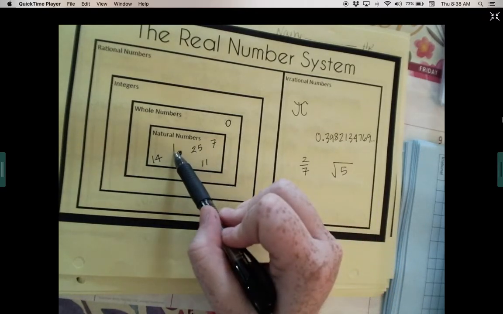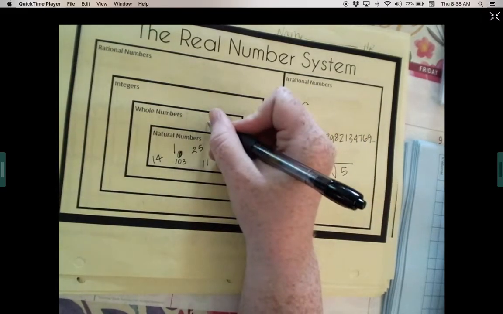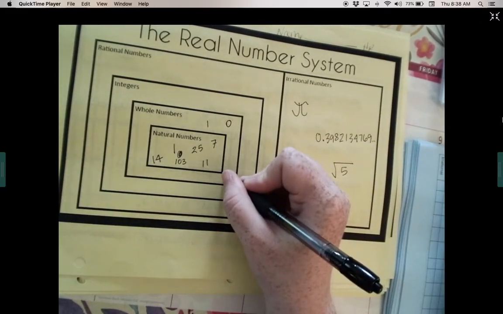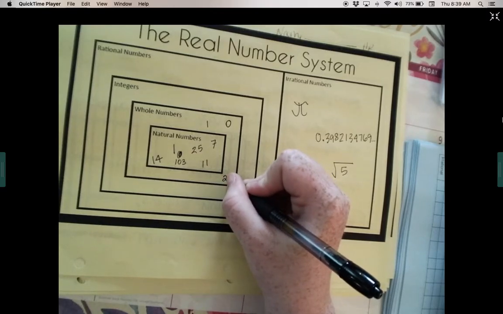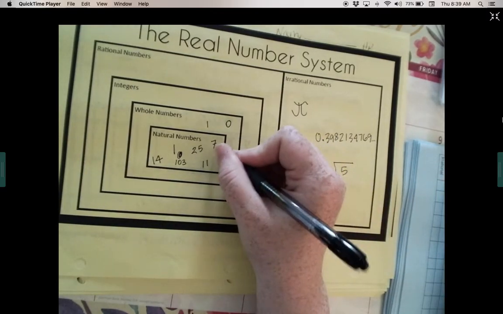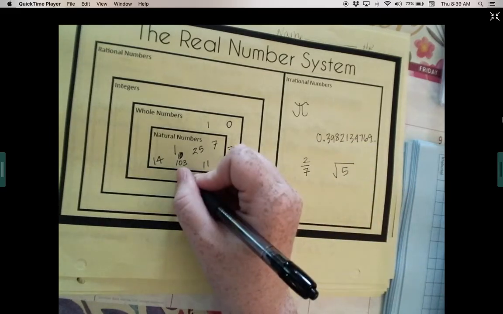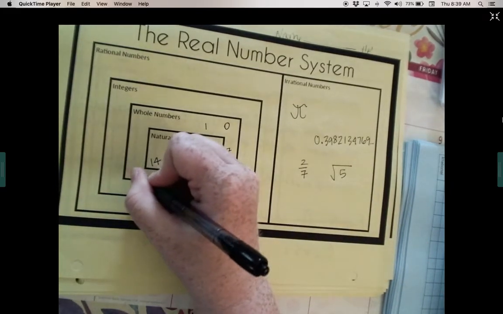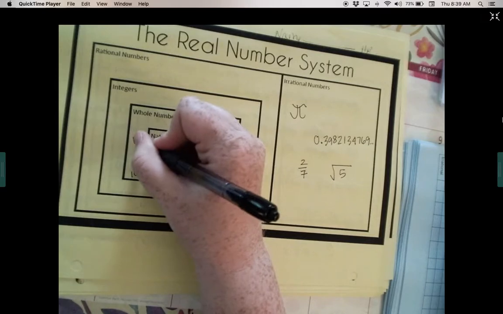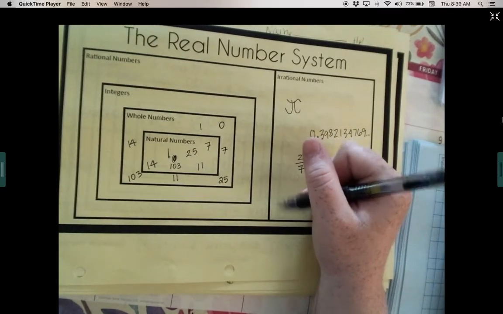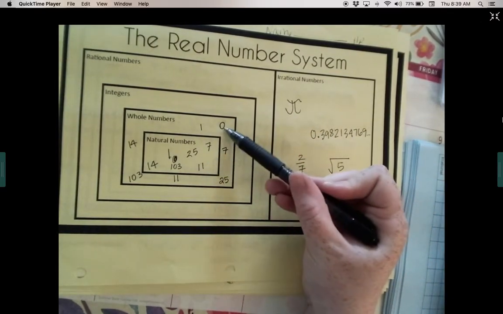Is 1 a whole number? Yep. Is 25 a whole number? Yeah. Is 7 a whole number? Is 11? Is 103? Is 14? Do you see what I'm proving? Trying to make a point. Like, all natural numbers are whole numbers.